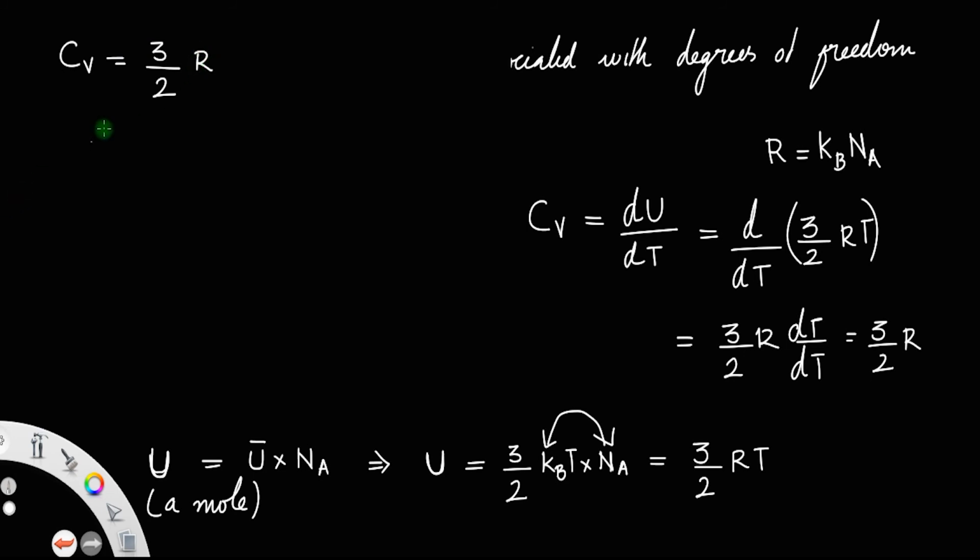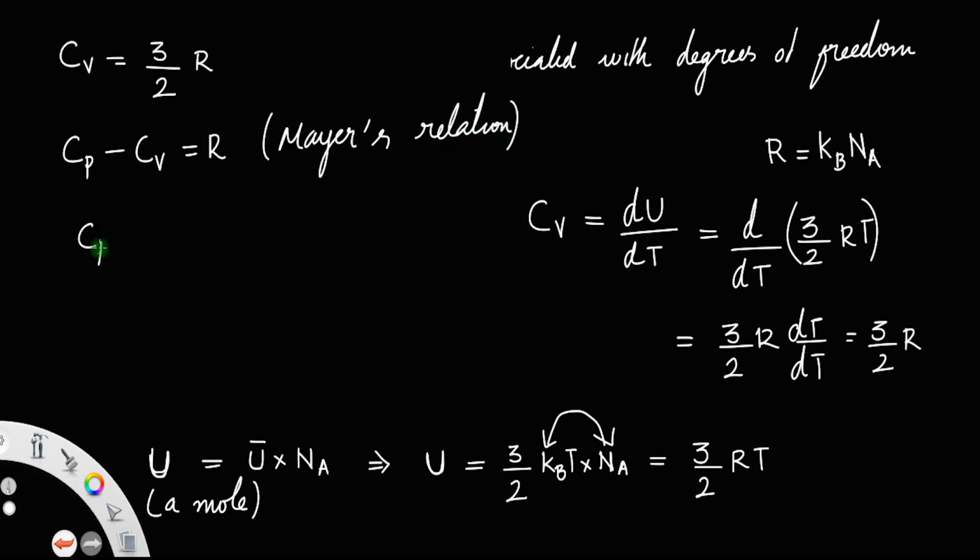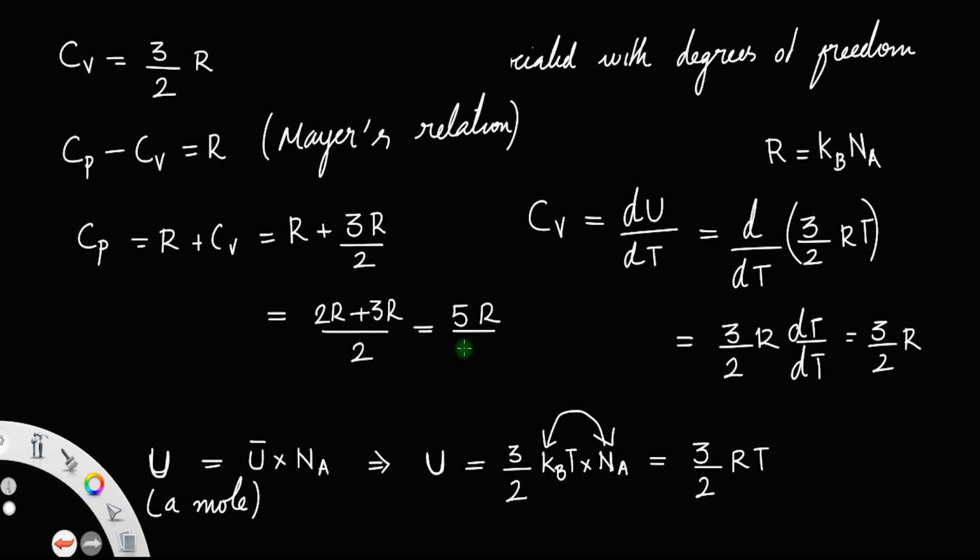Now from Mayer's relation you have Cp minus Cv equal to R. This is called Mayer's relation. And from this equation you can find the value of Cp. So Cp equal to R plus Cv, which is equal to R plus 3R by 2, or 3 by 2 R. You can take this 2 to the left. So 2R plus 3R by 2, which is equal to 5R by 2.